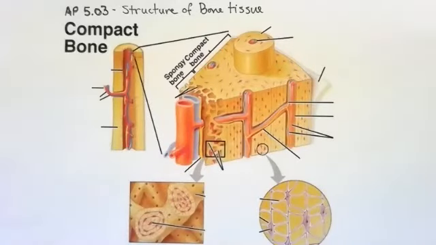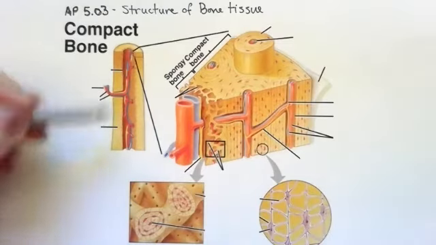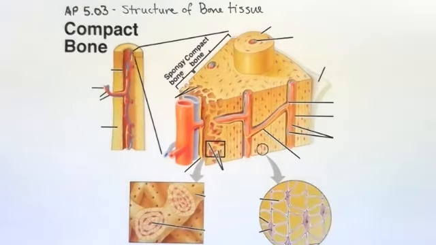All right, guys, this is anatomy lesson 5.03, where we go over the microscopic structure of bone tissue. Let's talk about what we have going on this sheet to start with. So, the larger structure we have here is the cross section of the shaft of a long bone.